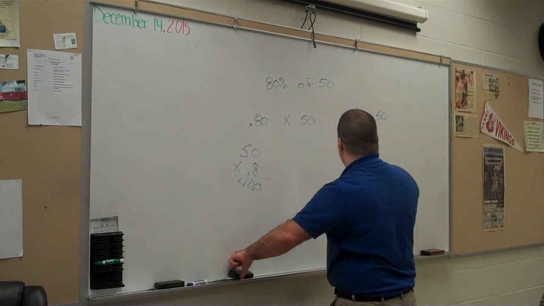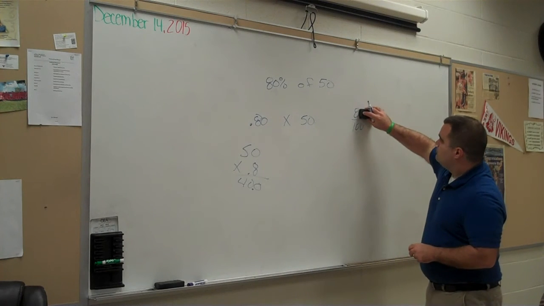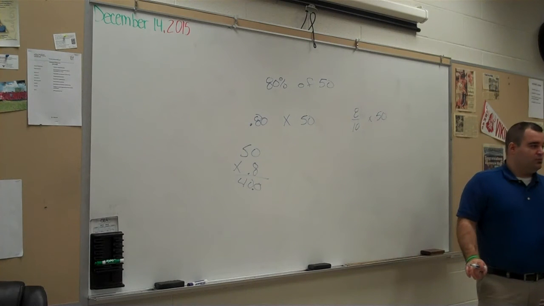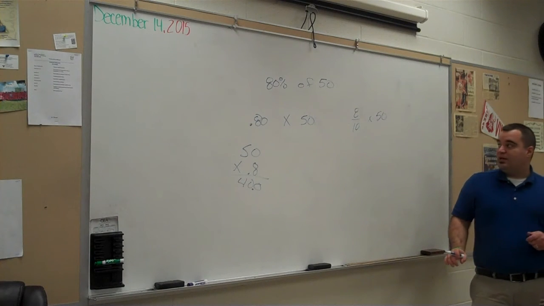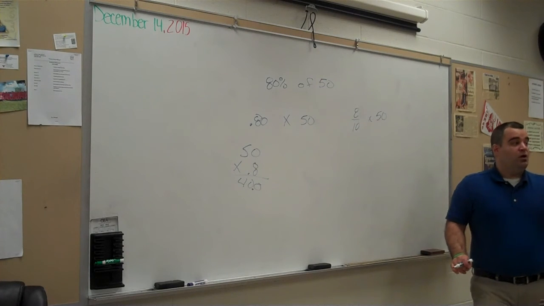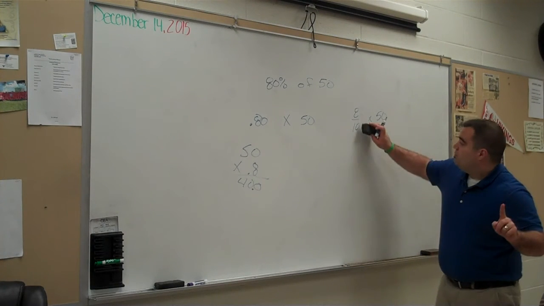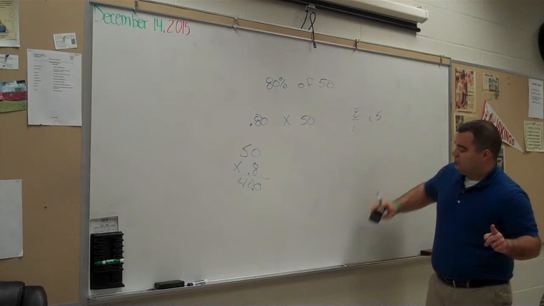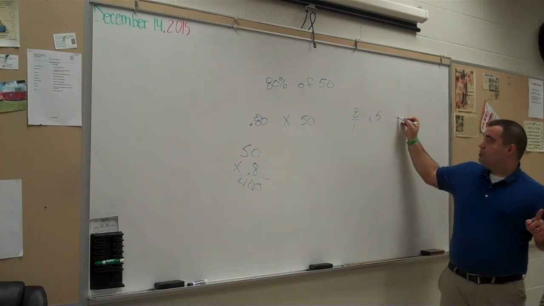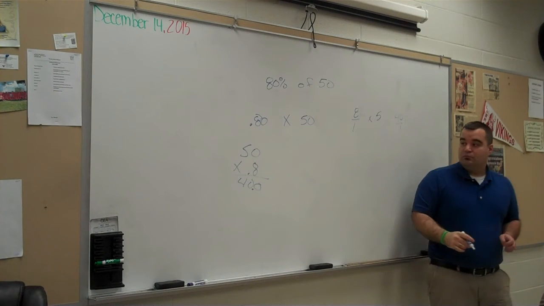80 over 100 can be reduced. Get rid of the zeros, and that would be 8 over 10. But we could reduce that a little bit more and save ourselves some work. Do I want to do that? Yeah. Eight times 5 is 40. It's done.